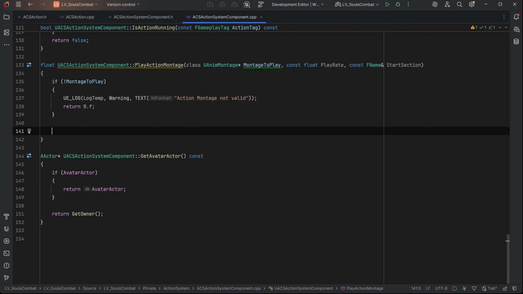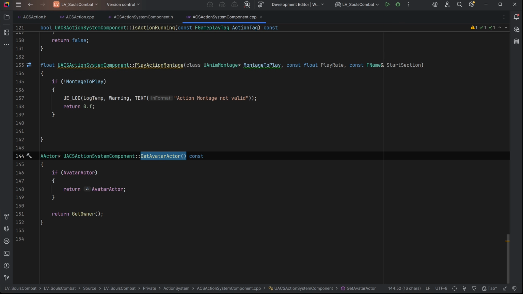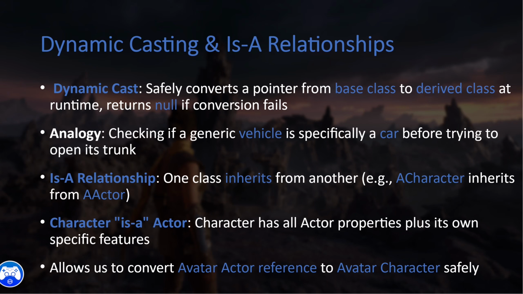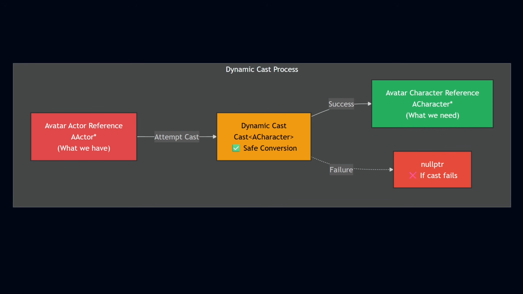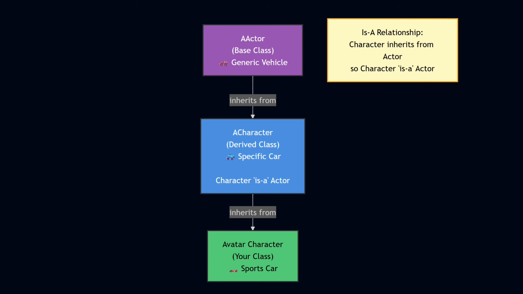Okay, now what we need to do is get a reference to the avatar character and then play a montage on that character. But we have a bit of a problem, and the problem is that we only have access to the avatar actor and not the avatar character. So since we only have access to the avatar actor, which is an actor, we need to convert the avatar actor to a character. And we can do that with something known as a dynamic cast. A dynamic cast safely converts a pointer from a base class to a derived class at runtime, returning a null pointer if the conversion fails. It's like checking if a generic vehicle is specifically a car before trying to open its trunk. In our case, an ACharacter is a child of AActor.